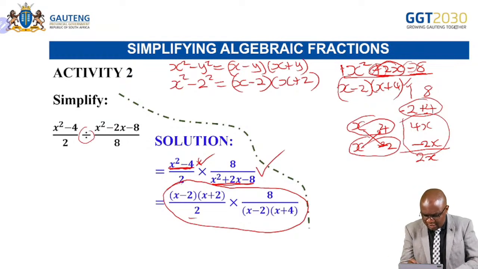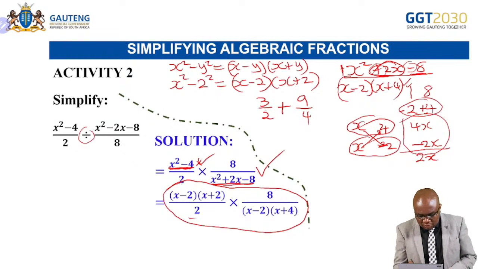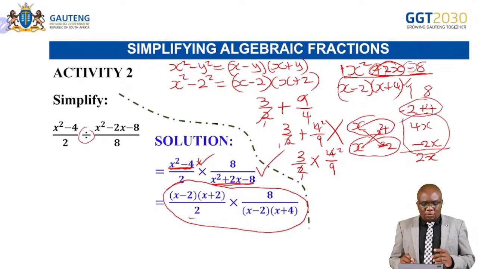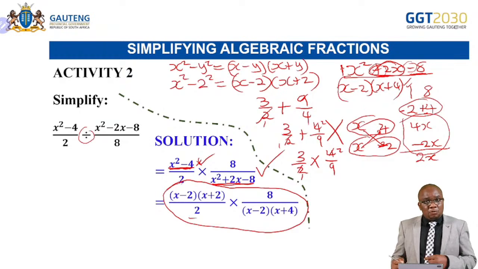What do I mean by that? Let me just explain that. Let's say we have 3 over 2 plus 9 over 4. We cannot say 2 into 2, 1, 2. No, there are no factors. Let me do it the other way. 3 over 2 plus 4 over 9. You cannot say 2 into 2, 1, 2 into 4, 2. You can't do that. But if it is 3 over 2 times 4 over 9, you can do that. You can say 2 into 2, 1, 2 into 4, 2. So you can cancel across the times, but you cannot cancel across what? A plus. Very soon you're going to be doing addition.